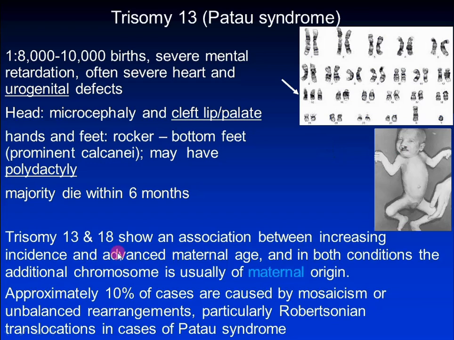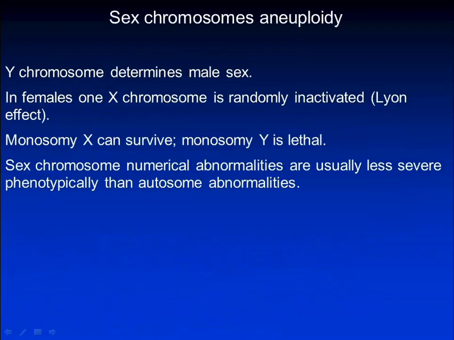Trisomy 13 and 18 show an association between increasing incidence and advanced maternal age. And in both conditions, the additional chromosome is usually of maternal origin. Y chromosome determines male sex. Monosomy X can survive. Monosomy Y is lethal.